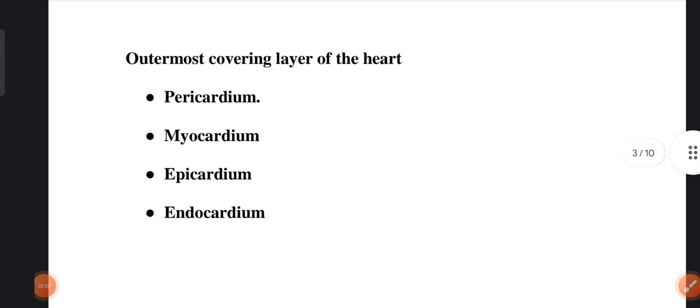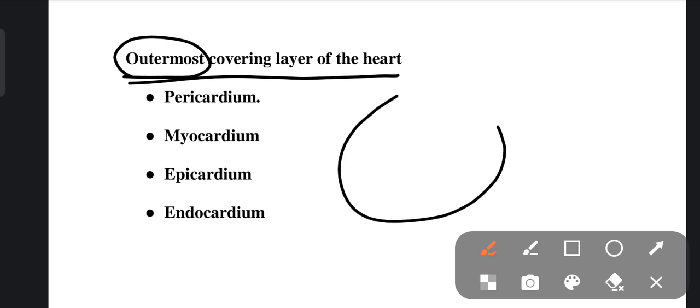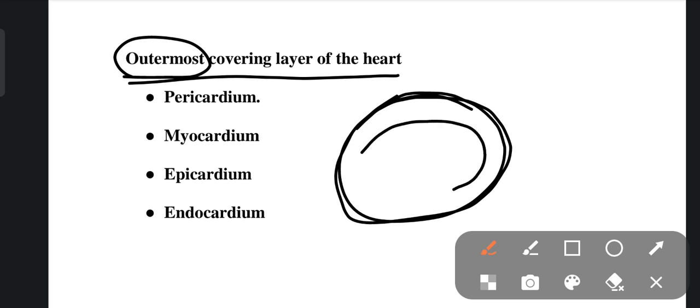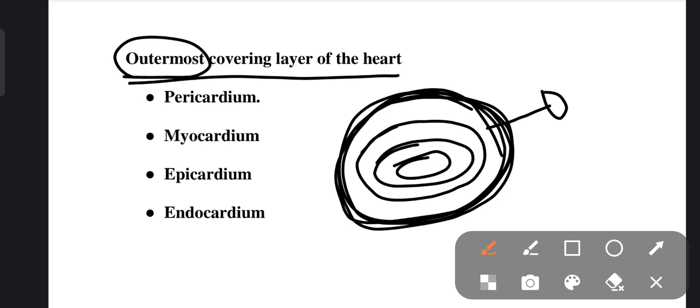And the next one is the outermost covering layer of the heart. So what is the name of the covering layer? Outermost is nothing but farthest out. For example, if you think it is a heart, so this is the outermost layer, which covers the heart, and inside also there are different layers present. So here I am saying outermost, which is present on the outside, and innermost is the last one, which is present on the inside, that is the innermost layer.